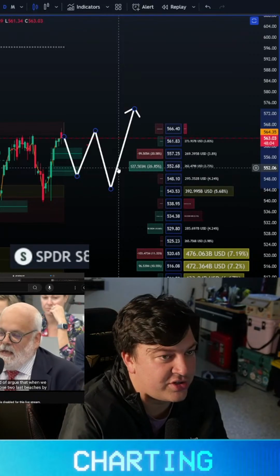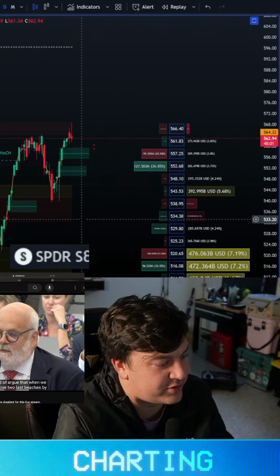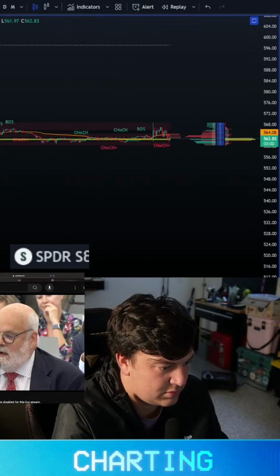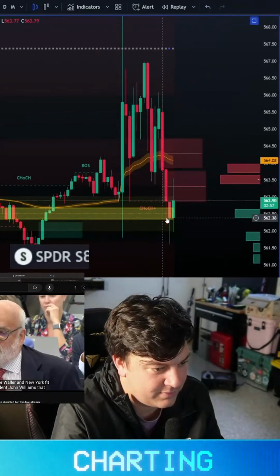That is internal structure on the 5-minute. Dotted lines are all internal structure. When we had those two last speeches by Governor Waller and New York Fed President John Williams, that where are we bouncing?